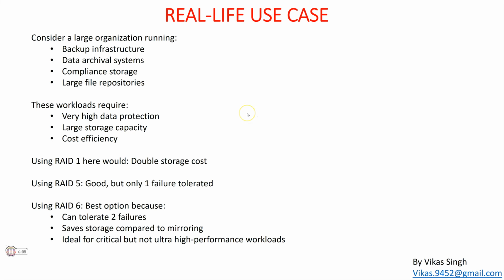Imagine a large organization running a backup infrastructure, data archival system, compliance storage, or a large file repository. These workloads need high data protection, larger storage capacity, and cost efficiency. Now compare options: RAID 1 is going to be double the storage cost, RAID 5 offers only one failure protection, and RAID 6 is the best balance basically. RAID 6 allows you to tolerate two failures, at a lower cost than mirroring, with good efficiency. So RAID 6 is ideal for critical but not ultra-performance workloads basically.